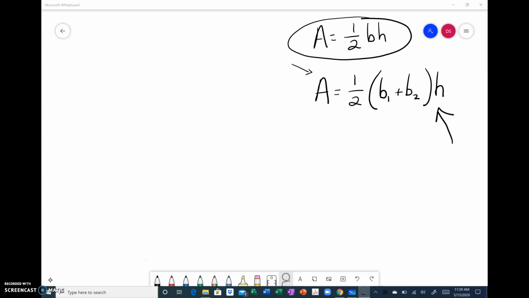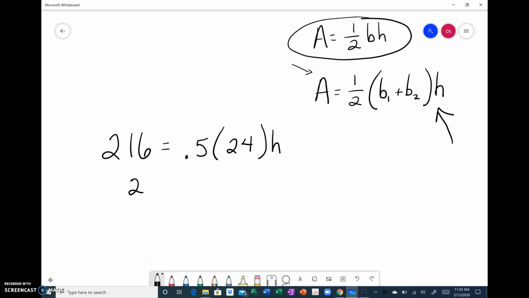The next one is a little more difficult because they're asking you to find the height. At least they aren't asking you to find the base. I have a feeling that's going to come up. I'll try to do that one on this video. Okay, so we plug in what we know. We know that the area of the trapezoid is 216 meters squared. That's going to equal 0.5 times our two bases added together, which comes to 24. And we don't know the height. So we have 216. Half of 24 is 12.